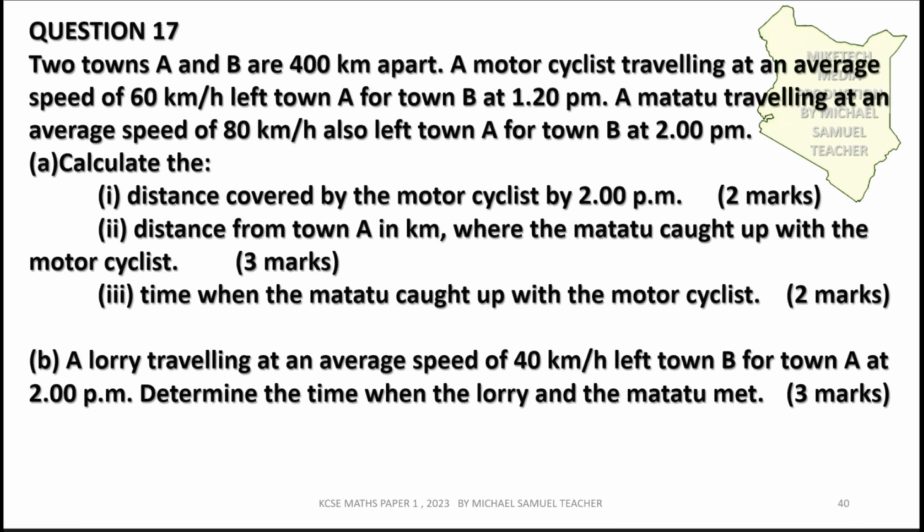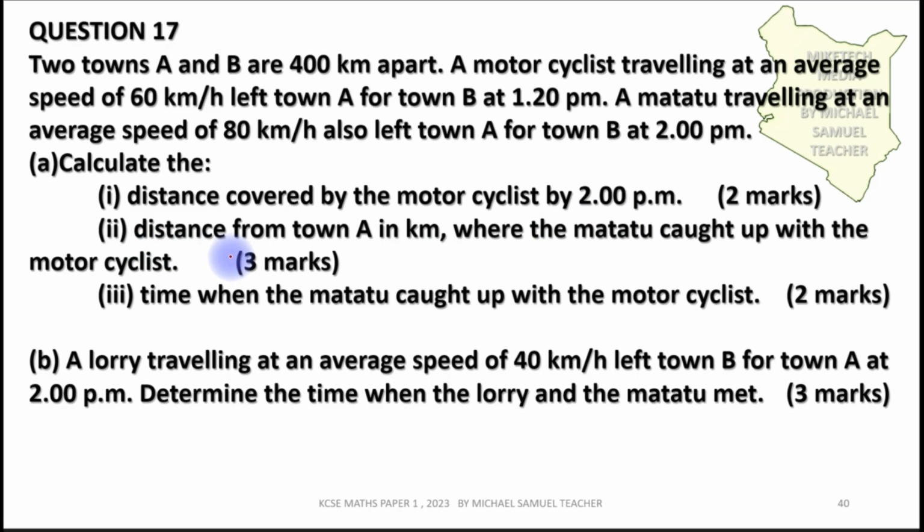Begin with question 17, and question 17 reads: two towns A and B are 400 kilometers apart. A motorcyclist traveling at an average speed of 60 kilometers per hour left town A for town B at 1:20 p.m. A matatu traveling at an average speed of 80 km per hour left town A for town B at 2:00 p.m.